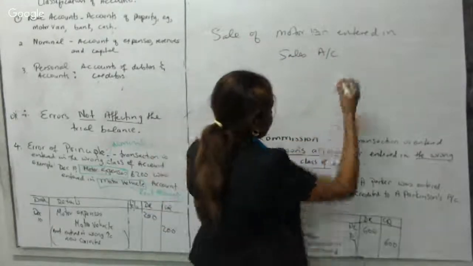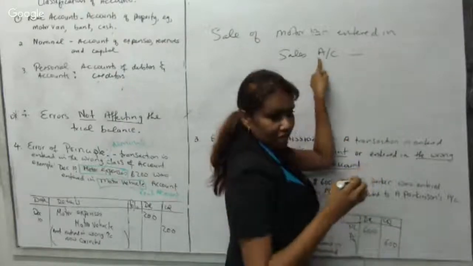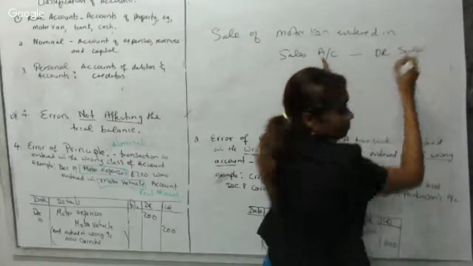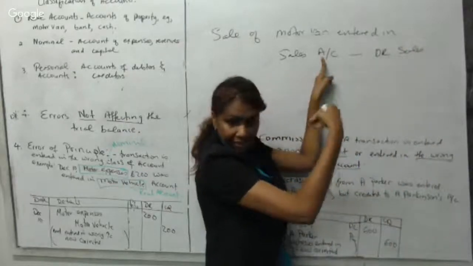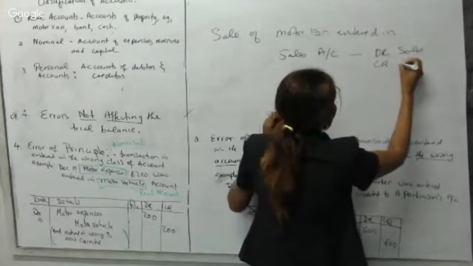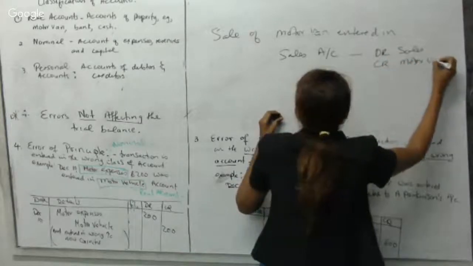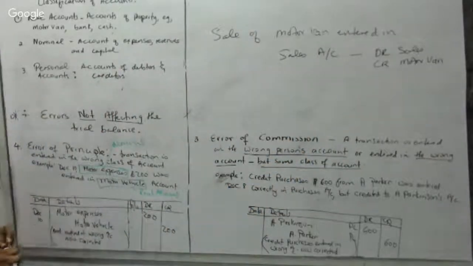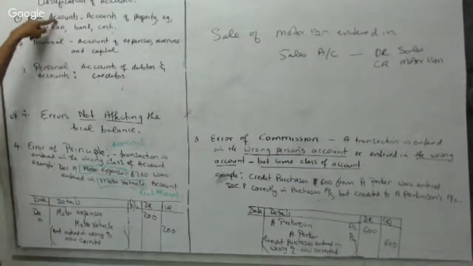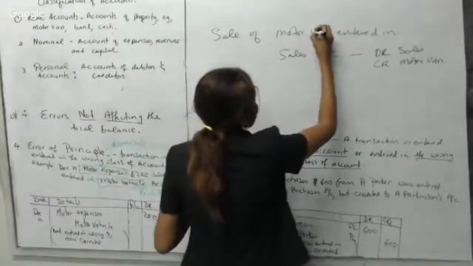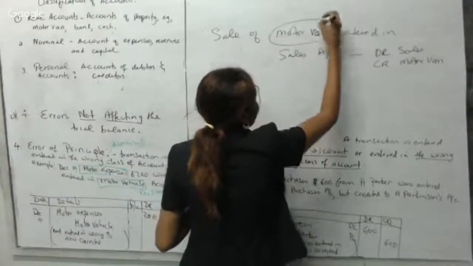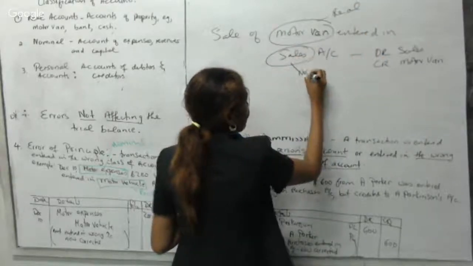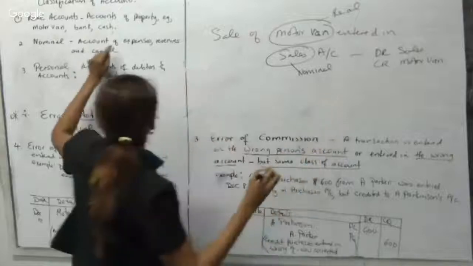So in a situation like this where you've credited sales when you should not have done so, to make the correction you have to debit your sales in order to cancel the credit entry that you've made in it. And you're going to credit now the correct account, which is your motor van. Still an error of principle, because motor van is a real account, but your sales is a nominal account, a form of revenue.